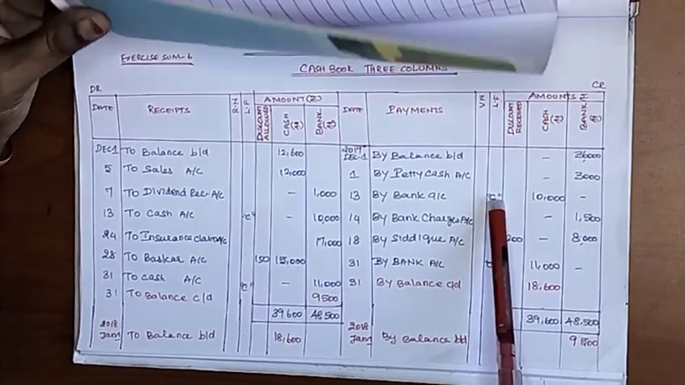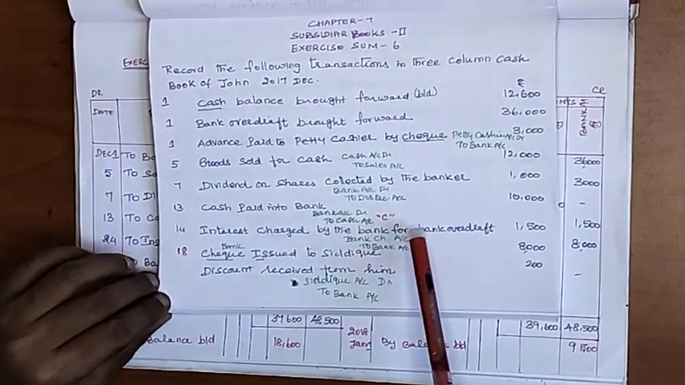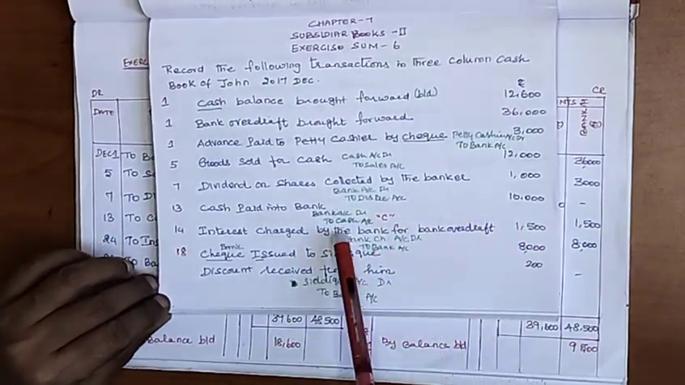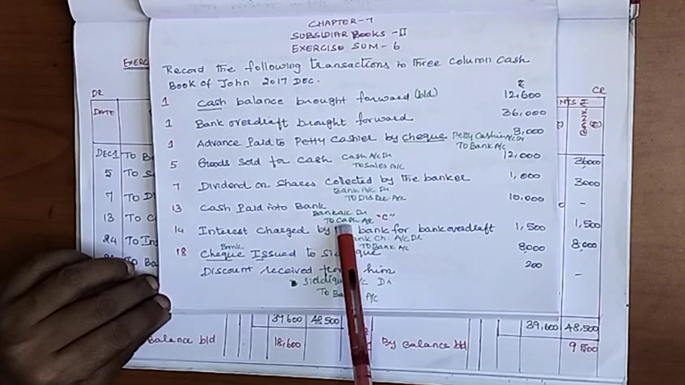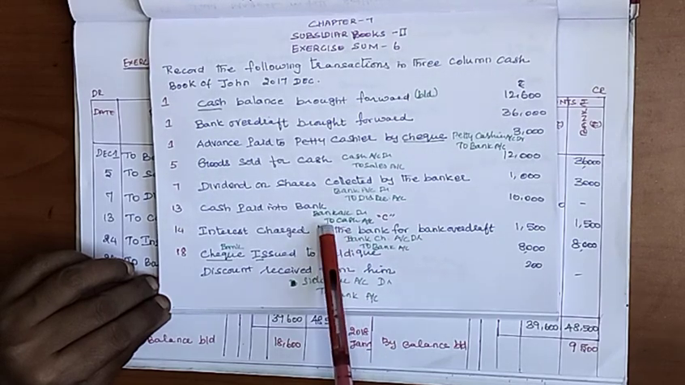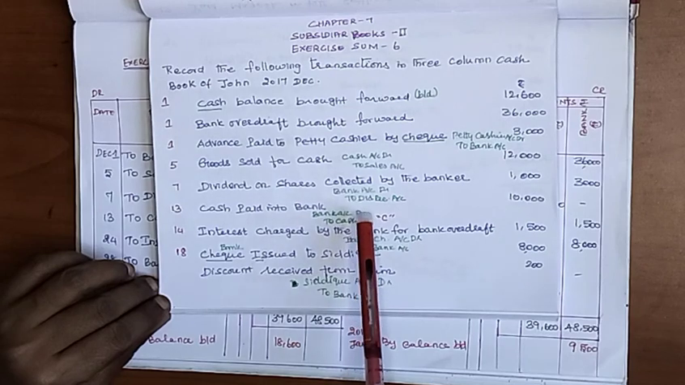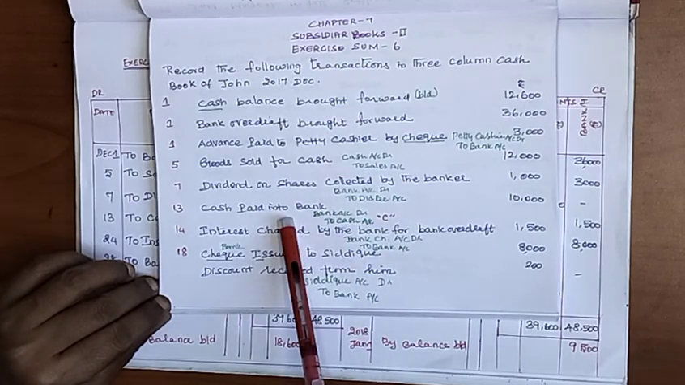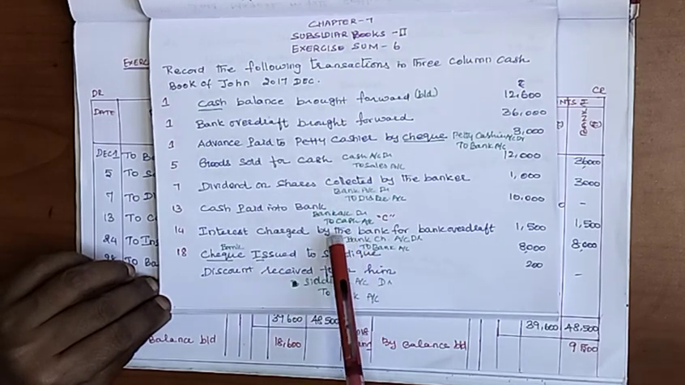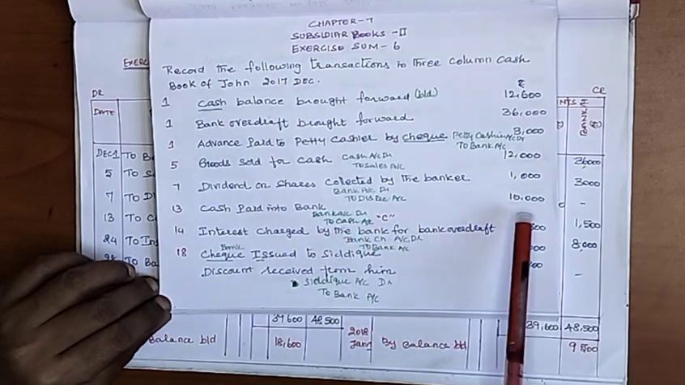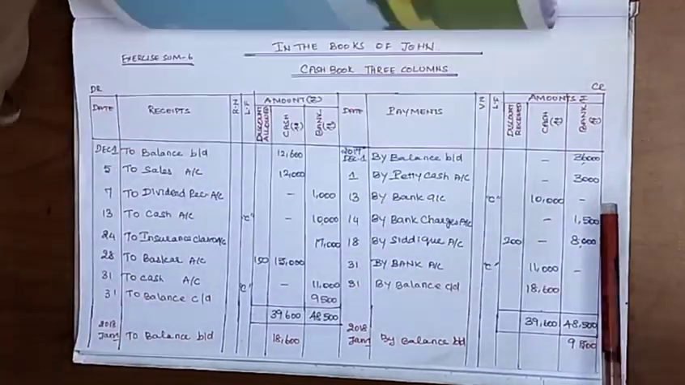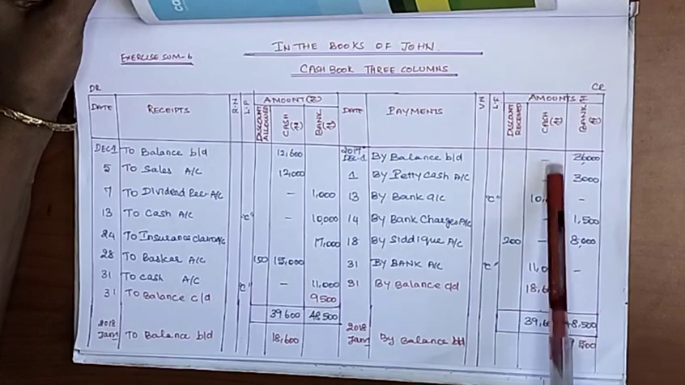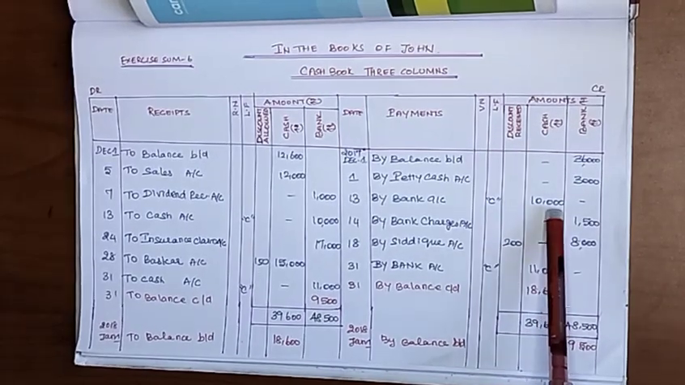Then on the credit side, you enter that 10,000 rupees in the cash column. Credit side cash column, because to cash account means credit. DR means debit side, to means credit side. So on the credit side cash column you have to enter 10,000 rupees. We entered 10,000 rupees.